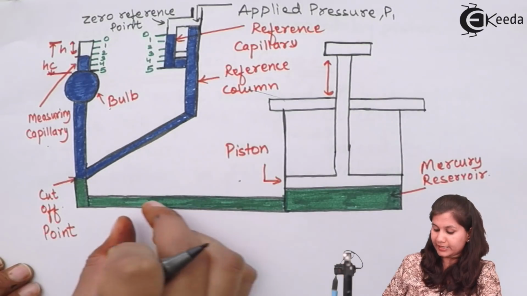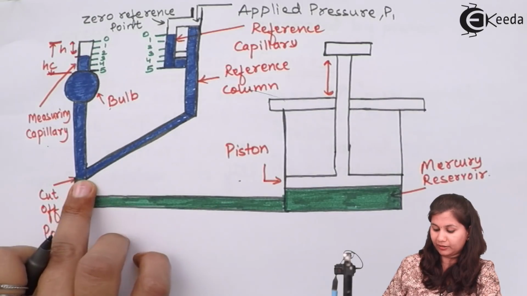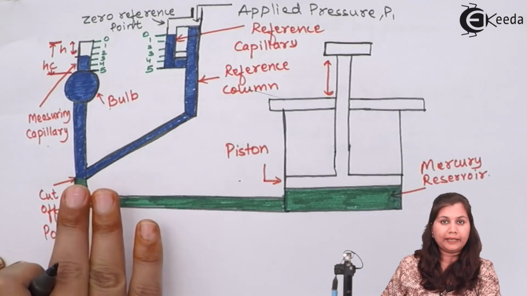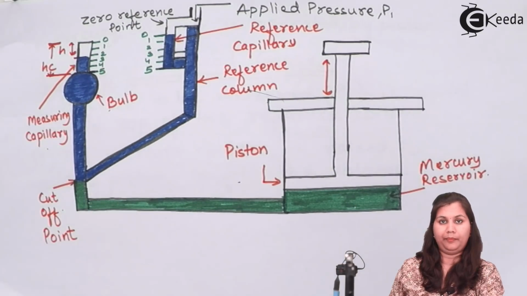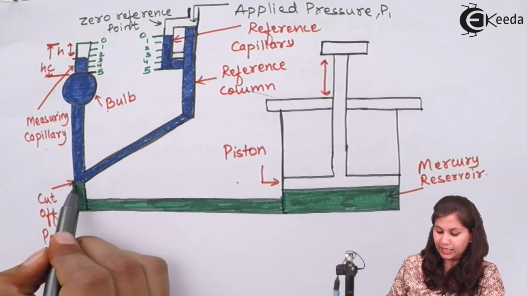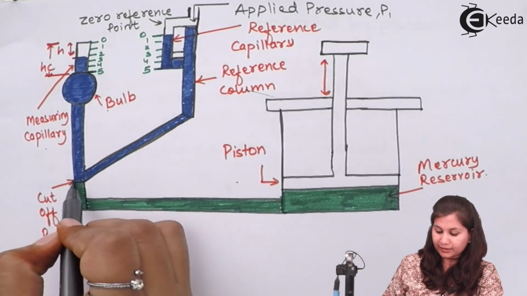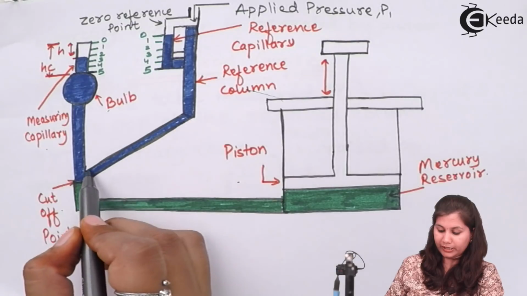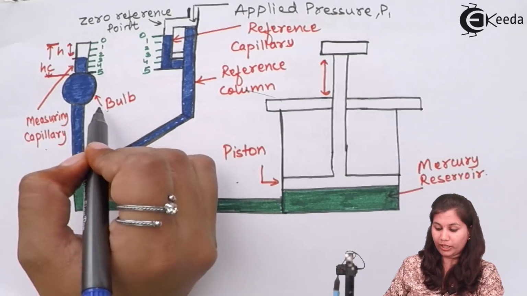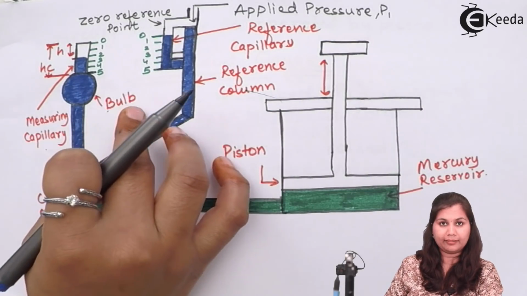And this level we are going to raise up to a level which is shown by this green color. So up till this cutoff point, we are going to raise the level of the mercury. Now when this mercury level is raised, you can see that it is below this cutoff point. At this condition, the applied pressure is being given to the measuring capillary and the bulb. So this applied pressure is going to fill the measuring capillary and the bulb.